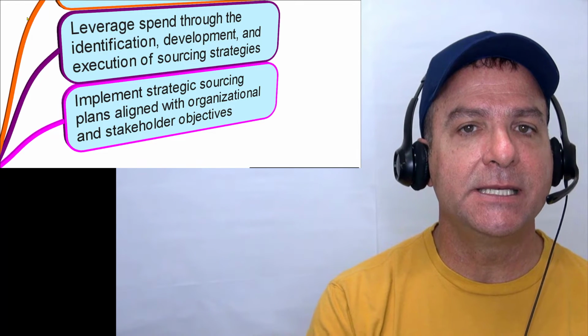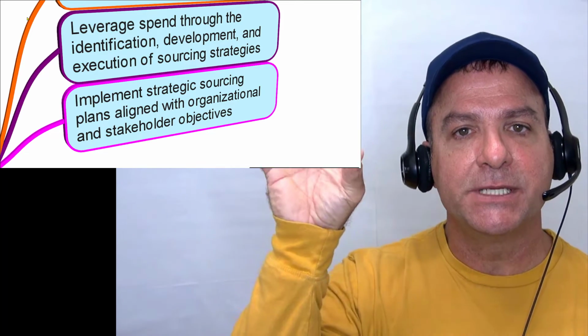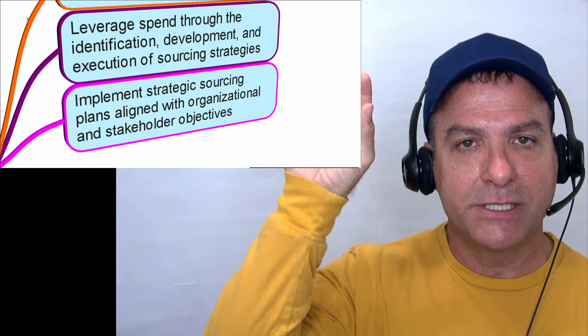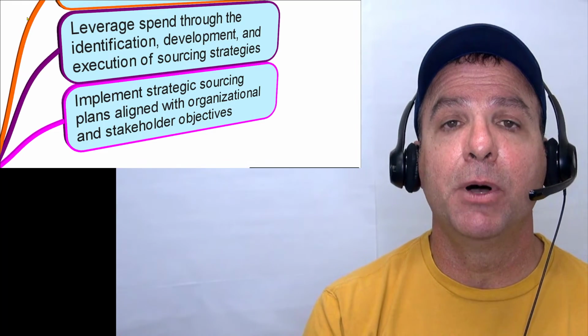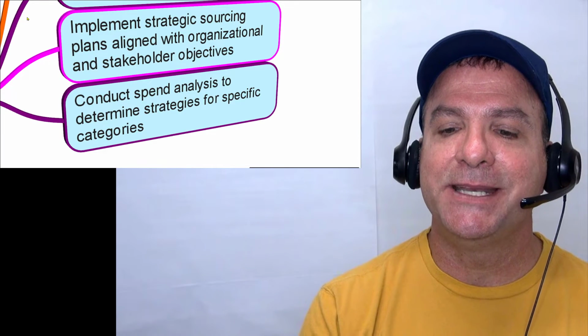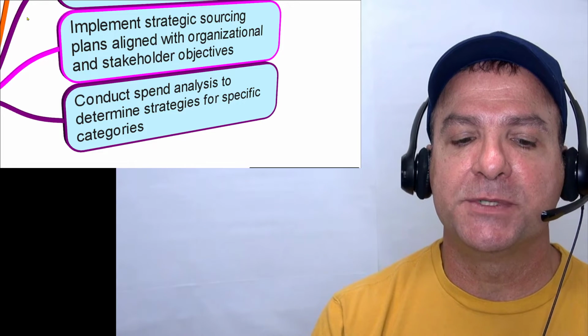It's important to understand the difference. You have your organizational objectives, and within the organization, each stakeholder has objectives they have to achieve the organizational objectives. So you want to align with both. Conduct a spend analysis to identify where to determine the strategies for specific categories.